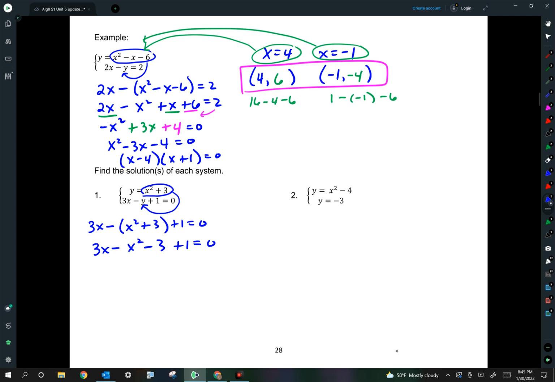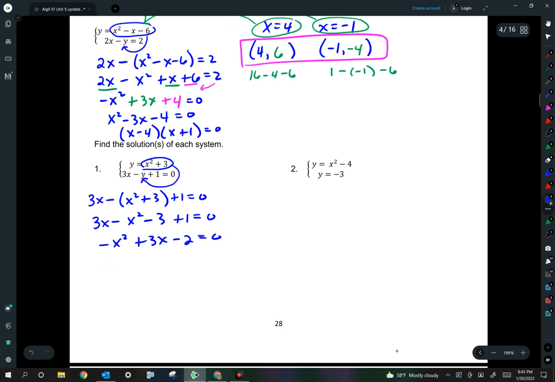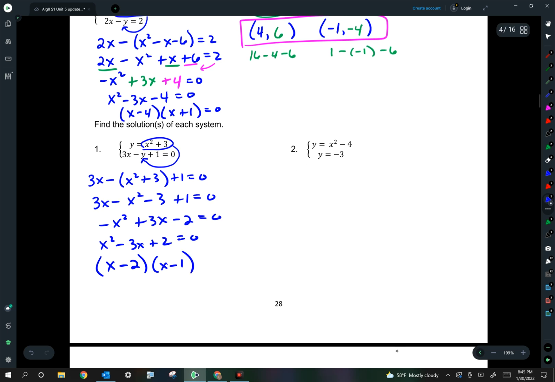and just simplify, so negative x squared plus 3x minus 2. And like I said last time, I don't like factoring with that negative out in front, so I'll multiply all the way across by negative 1, and that's just going to change the sign of all the terms. And so now I think this will factor. I need both signs to be negative so I can get that negative 3 in the middle. So x is either 2 or x is 1.